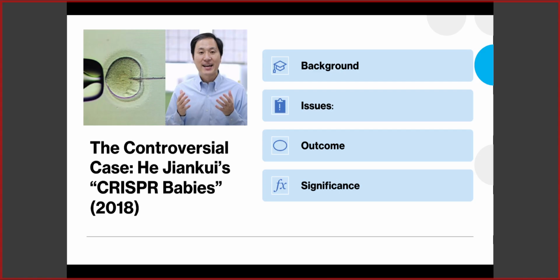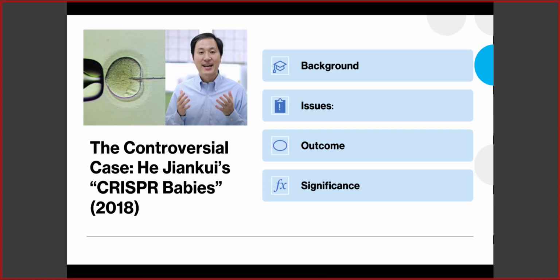The edits may also not have worked as intended, which could have caused mosaicism, which is when the patient has two or more cell populations with different genetic or chromosomal compositions, and they were also conducted without proper ethical oversight or transparency. The outcome of this was that it sparked global outrage, and he was sentenced to prison in China.